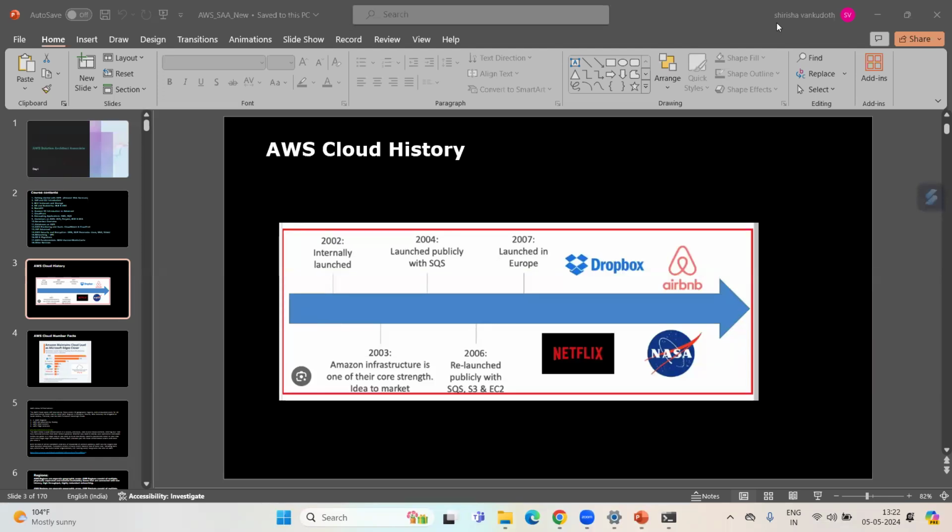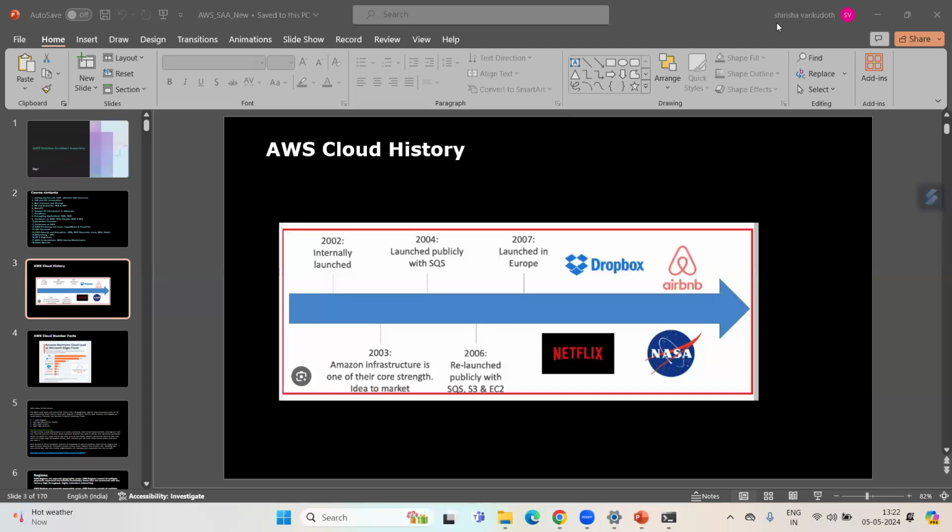That is where they launched the SQS service, the first service from the AWS end. SQS stands for Simple Queue Service. So if someone asks what the first service AWS built is, that is SQS. Then in 2006, they relaunched SQS along with EC2 and S3.